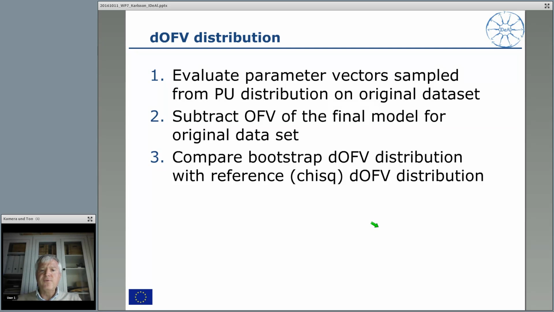And we do that for a large number of parameter vectors. So we get the distribution of the function value. We can compare that with a reference distribution. And that reference distribution is a chi-square distribution with the degrees of freedom as many as the number of parameters in the model. Because that's really what you're comparing here. You're fixing in one case all parameters. That's the one that comes from the parameter uncertainty distribution, and of course the one that you estimated in the original data set is true.